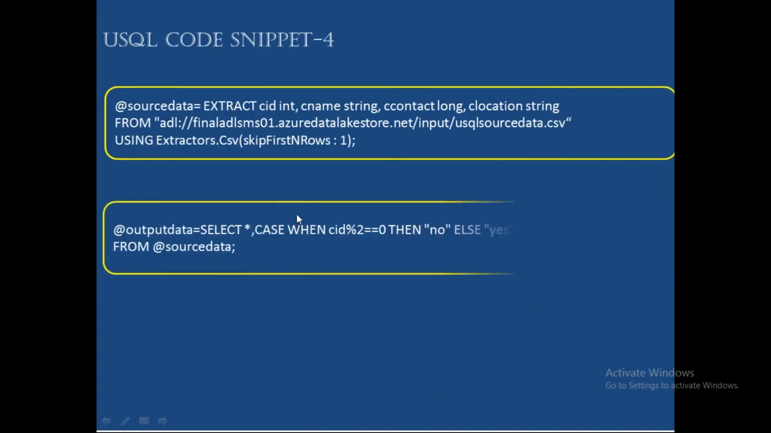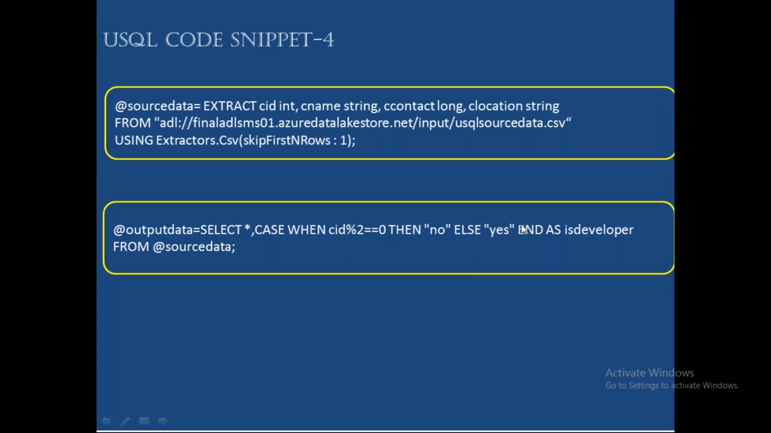Next, read the data. This time I'm applying a case statement. You know case statement. Case when CID modulo 2 equal to 0, meaning if the customer ID is an even number, then he is not a developer. I want to identify whether this person is a developer or not. So for that, case when CID modulo 2 equal to 0, then no, meaning if the customer ID is an even number, he is not a developer. Else, otherwise, yes, he is a developer.